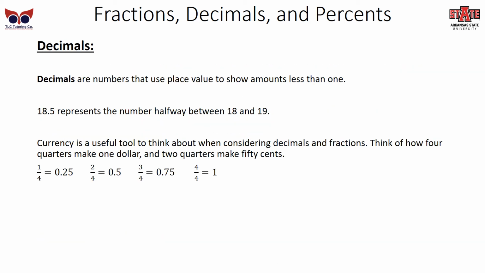Now, decimals are numbers that use place value to show amounts less than 1. So, like 18.5 is the number halfway between 18 and 19. It's just a different option than doing fractions. Now, most of us think about currency. This is the easiest way to think about the conversion of decimals to fractions. Think about how 4 quarters make $1 and 2 quarters make 50 cents. 1 divided by 4 is 25 cents. 2 fourths would be 0.5, 3 fourths 0.75, 4 fourths is 1. That's a simple way to see how they are related to each other.